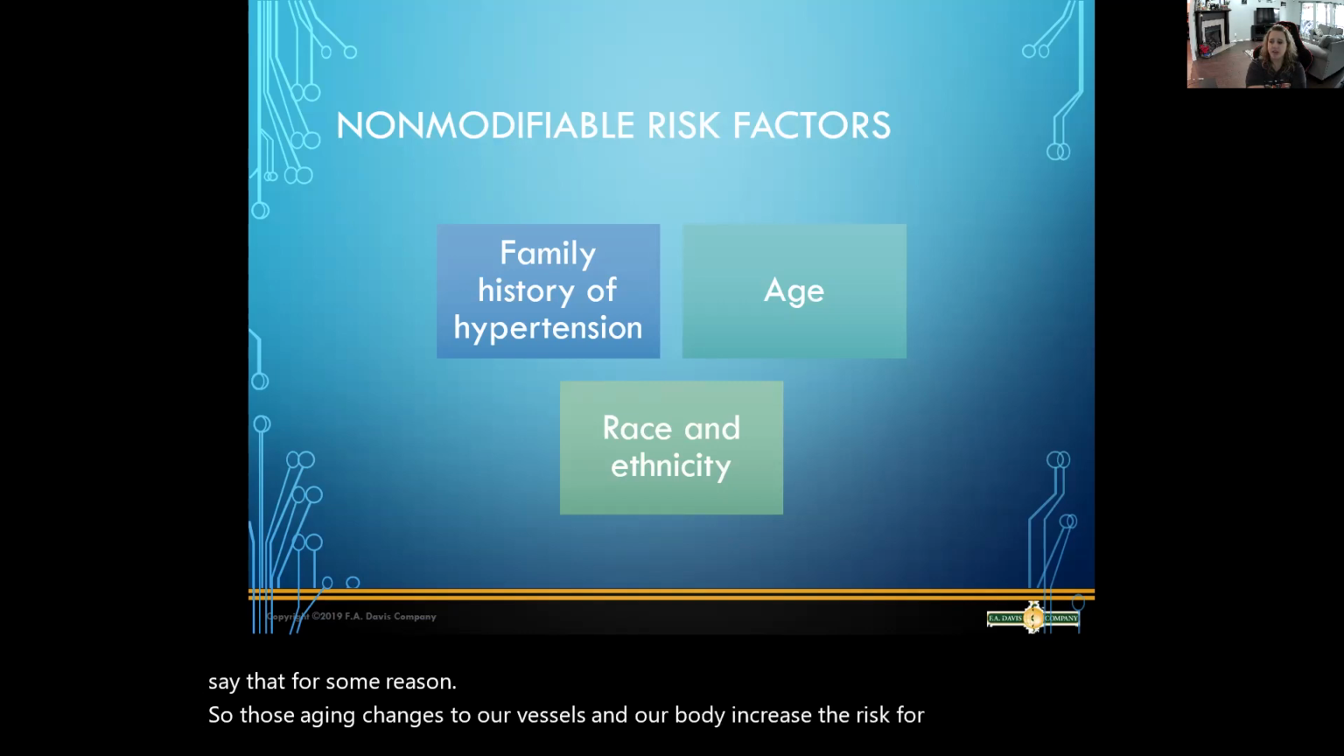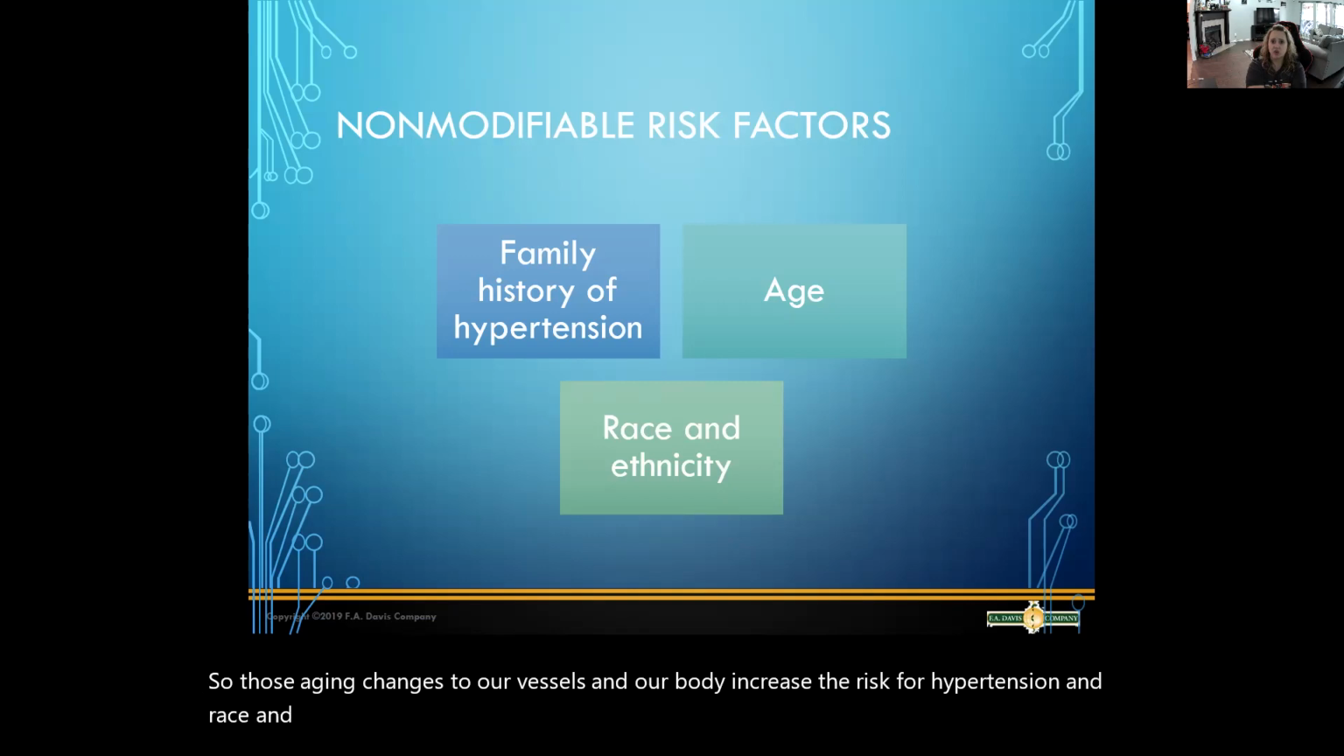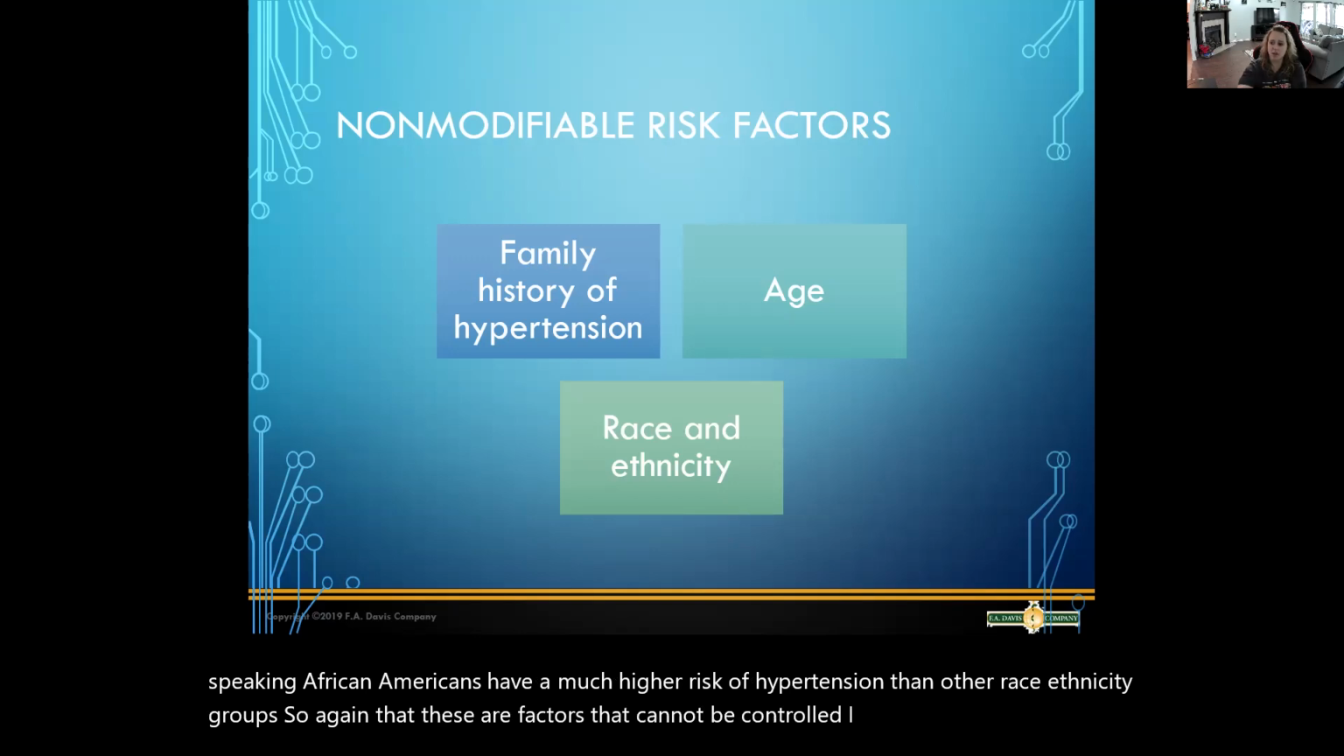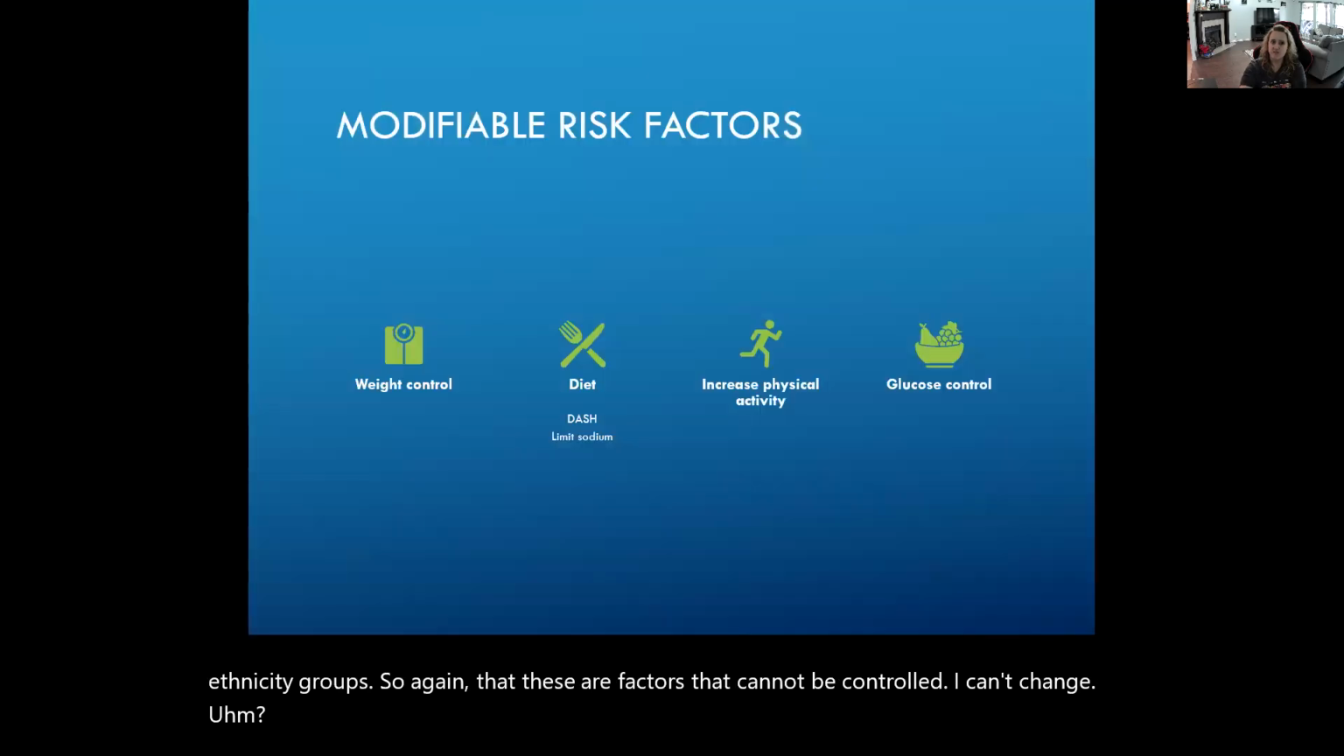And race and ethnicity. I can't control the race or ethnicity that I was born, right? But statistically speaking, African Americans have a much higher risk of hypertension than other race and ethnicity groups. So again, these are factors that cannot be controlled. I can't change those factors.